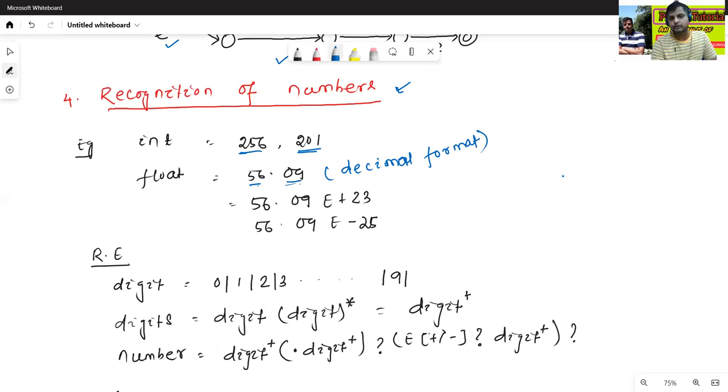We can also write the floating numbers in exponential format, like 56.09 E plus 23, or 56.09 E minus 25, like this. So now we'll create the regular expressions for numbers. How? See here.